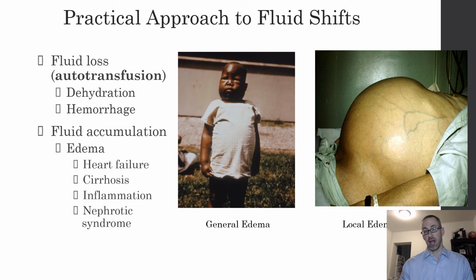You could have a hemorrhage, right, where you're actually losing whole blood. And I'm going to show you on the next slide, there's a process called autotransfusion. So how does our body compensate for fluid loss? How does it shift fluids in our body to help maintain the vascular space?